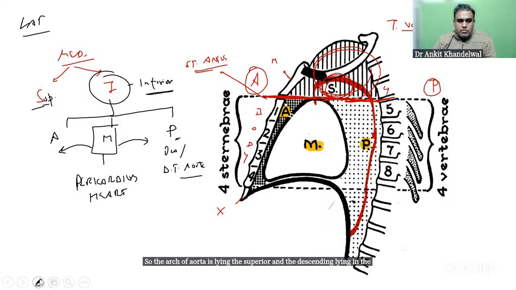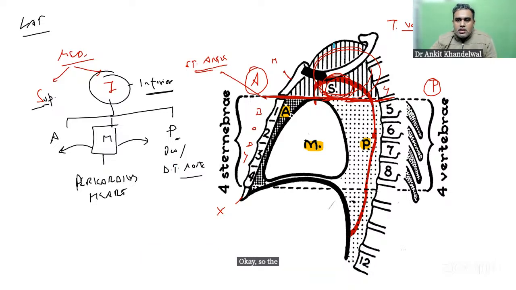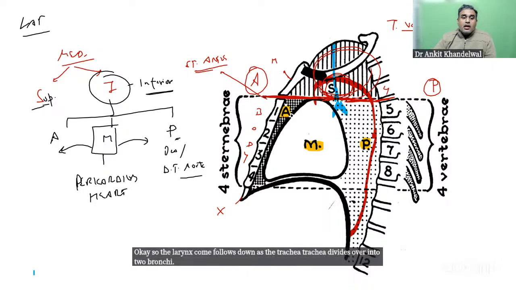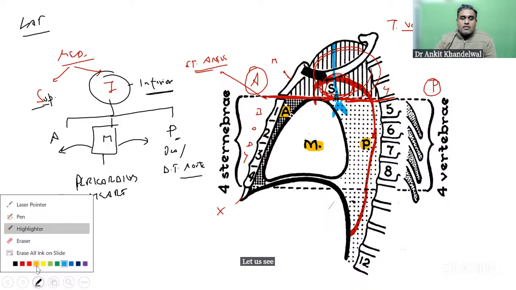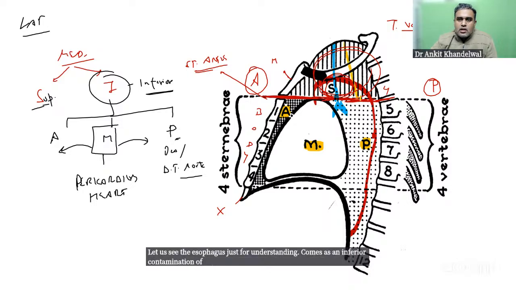Okay, let us see more. Let us see the trachea. The larynx follows down as the trachea. The trachea divides into two bronchi. Let us see the esophagus, just for understanding. The esophagus comes as an inferior continuation of the pharynx, and the esophagus will go down like this, and that will pierce the diaphragm and go down like this.